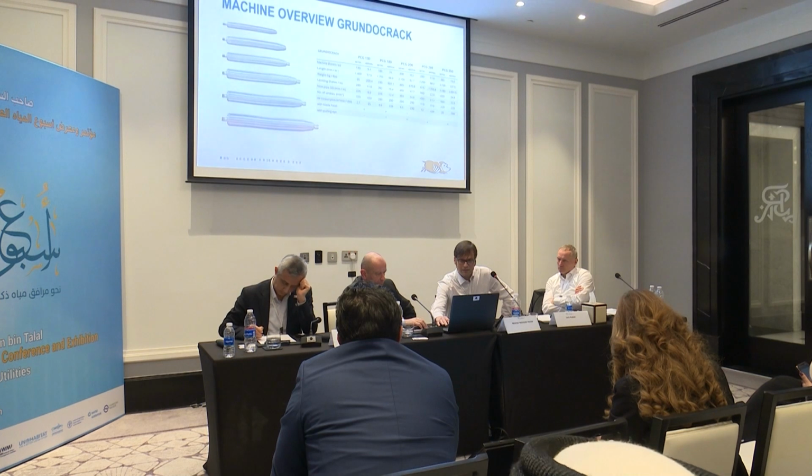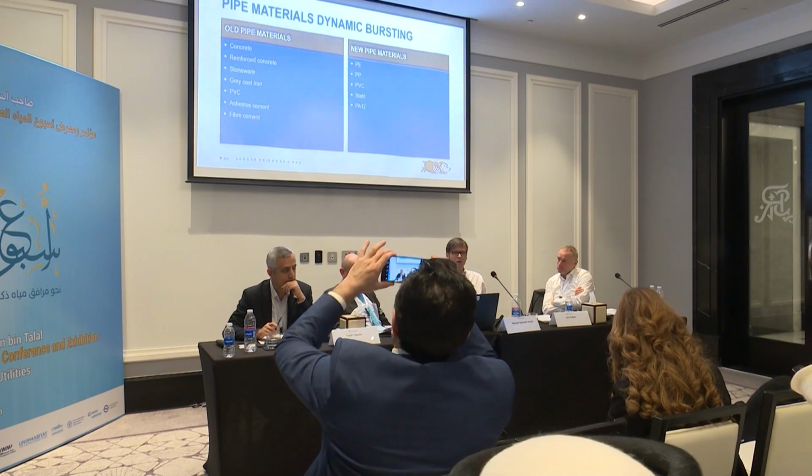You also have limitations with regards to the sizes, because the hammers need a certain diameter, and they go up to a certain diameter. It is between 6-inch and 22-inch that you can do with dynamic pipe bursting. And very crucially, you can only burst brittle material. So concrete, reinforced concrete, stoneware, cast iron, PVC, asbestos cement, fiber cement. No ductile iron. It is a much more limited range of materials that you can burst.